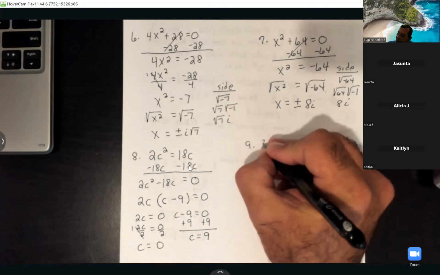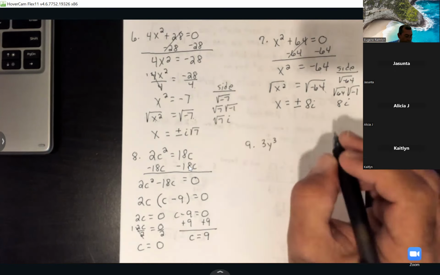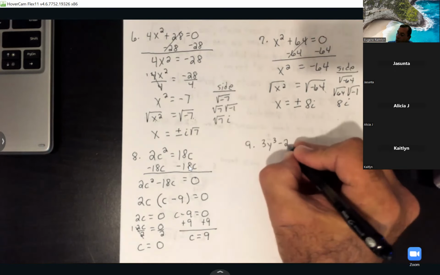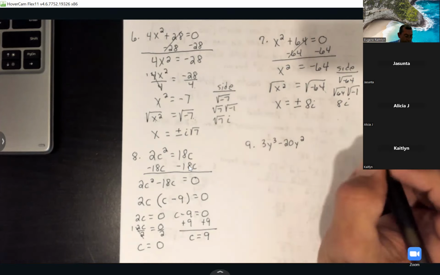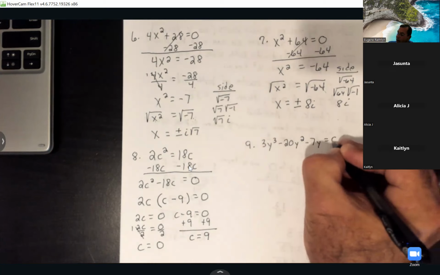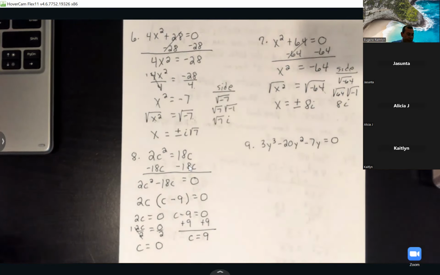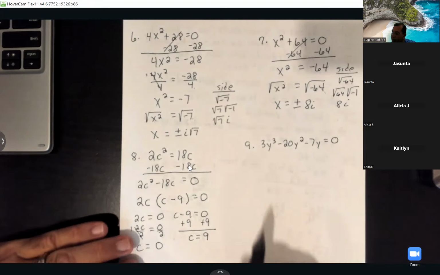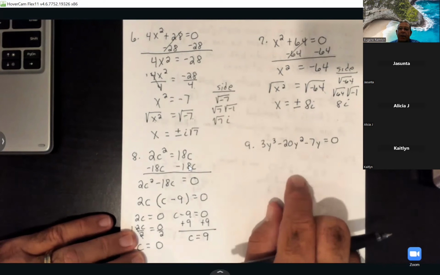So number 9, I have 3y to the third minus 20y squared minus 7y equal to 0. So that'll give us just a few to deal with the quadratic formula. If I've got time, I'm going to introduce it real quick, though.